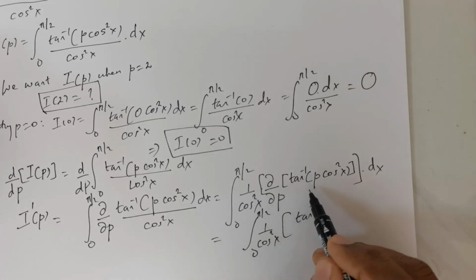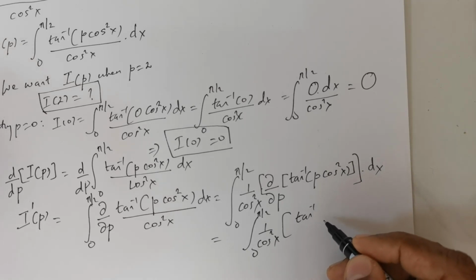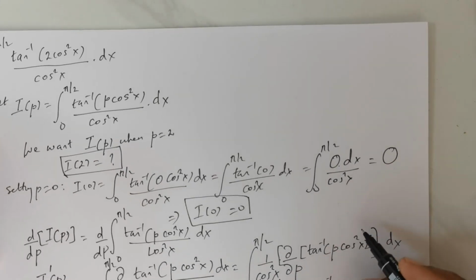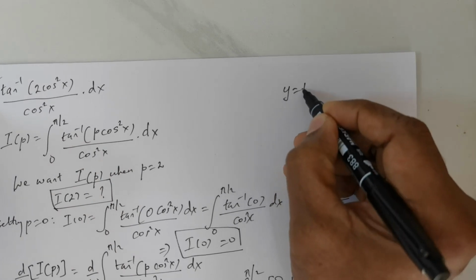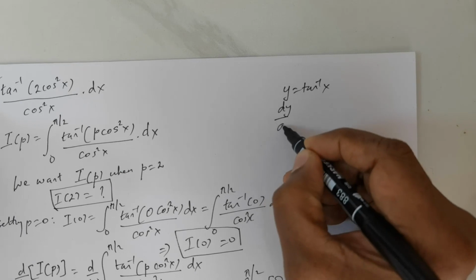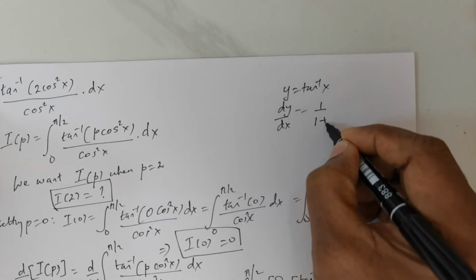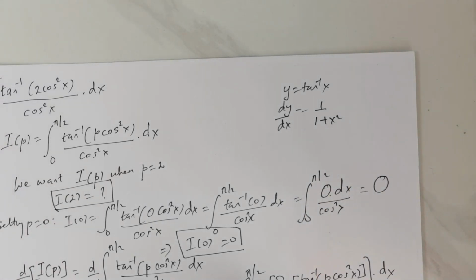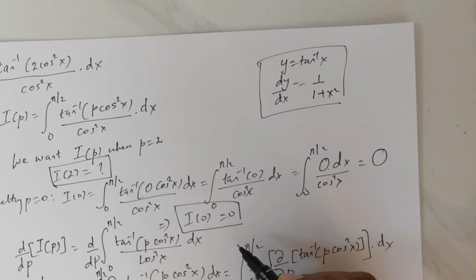So you have tan inverse of this quantity. That means I would have to apply the tan inverse differential. So what is the tan inverse differential? Suppose you have y is equal to tan inverse of x, and you want to find dy over dx. Differentiating tan inverse of x will give you 1 over 1 plus x squared, right? So we will have to utilize this formula when you differentiate this quantity.